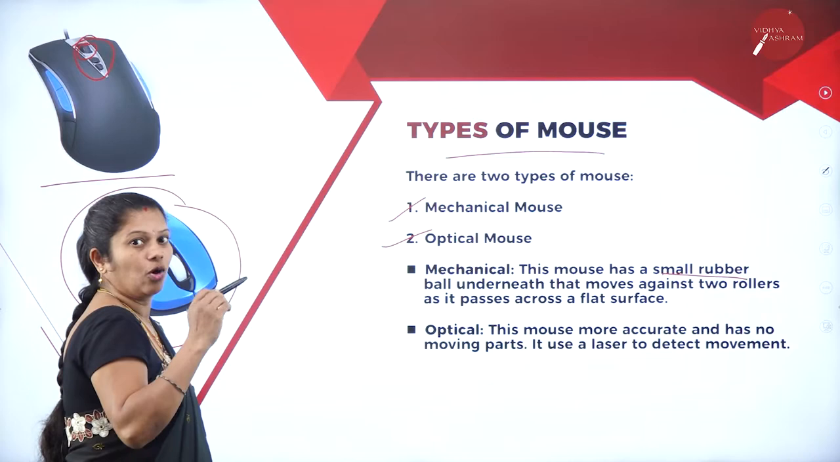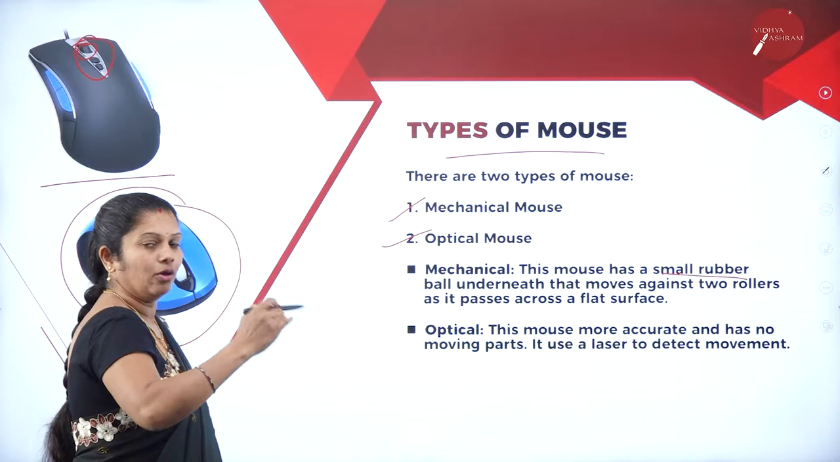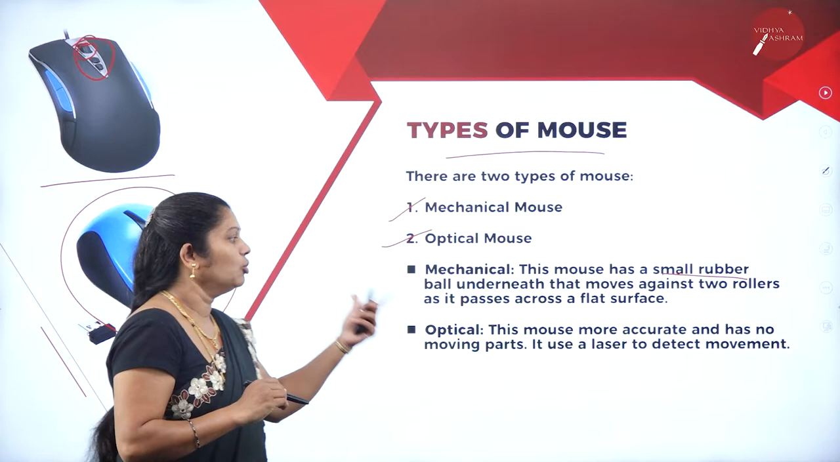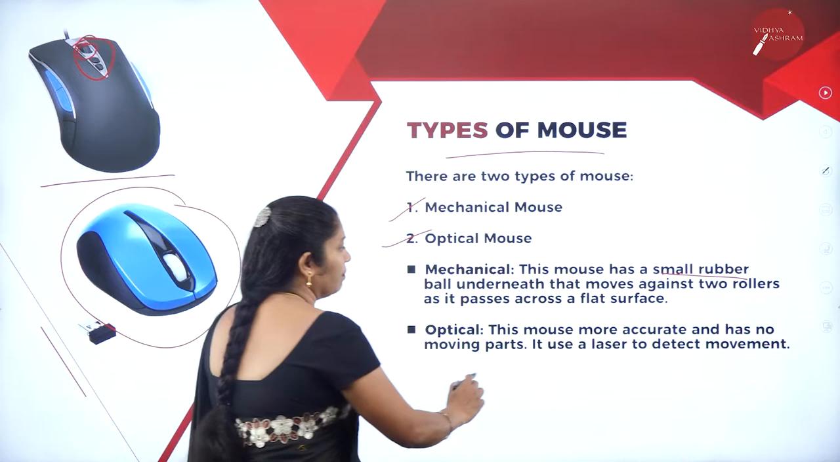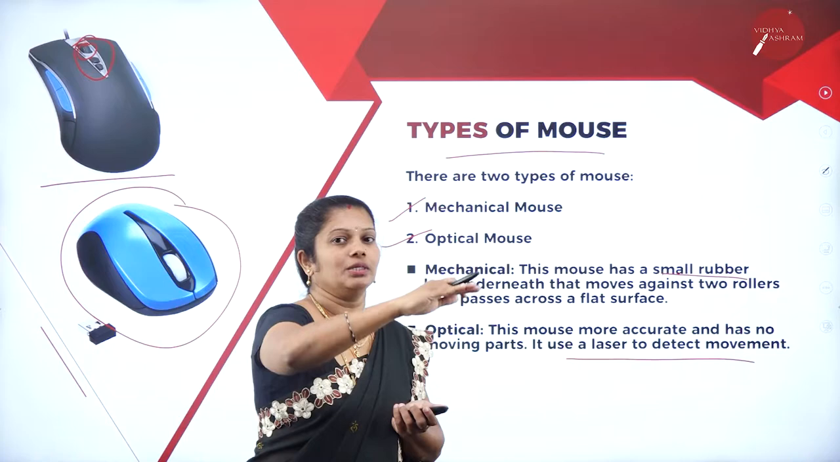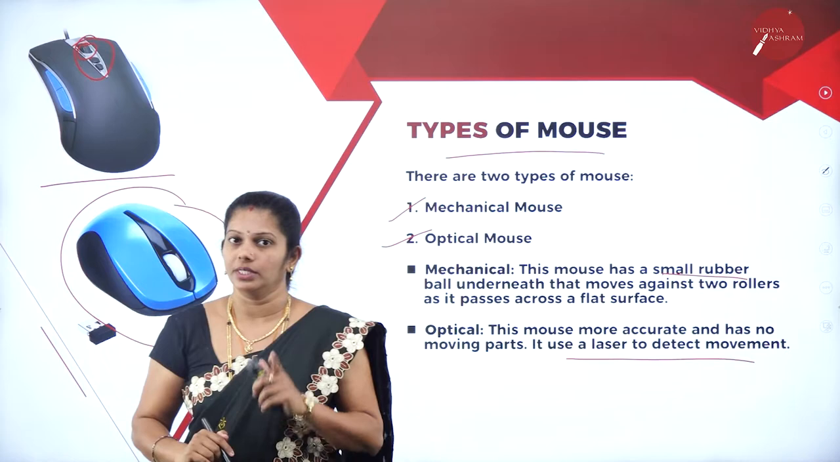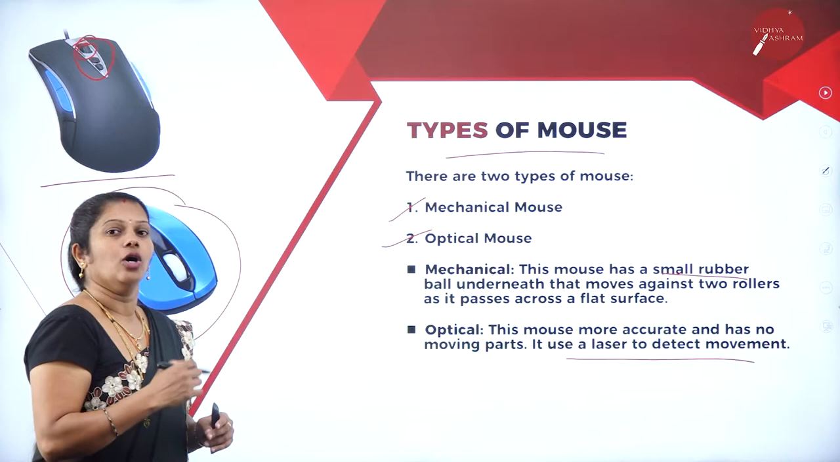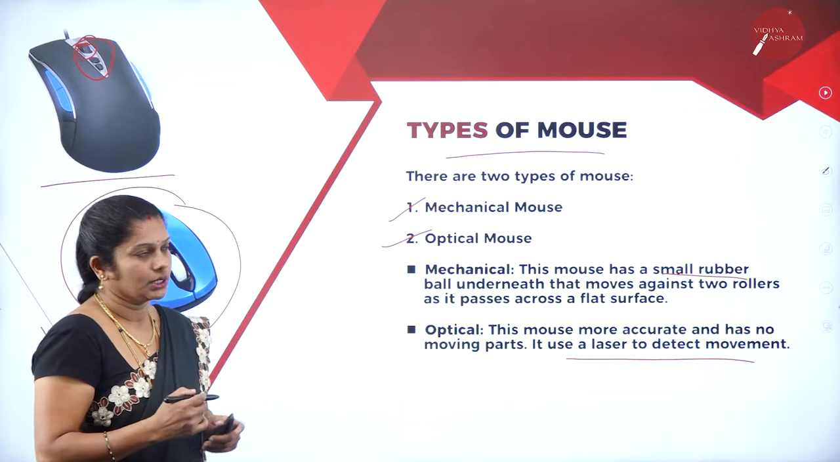Inside this mouse, we have a small rubber ball. In whichever direction we move, the ball will move in that direction. By that, we can control the cursor on the monitor. But when we come to the optical mouse, it is more accurate and has no moving part. It uses laser to detect the movement. Whereas in the mechanical mouse, we have a small rubber ball, which moves in the direction we move the mouse, and by that we control the cursor on your monitor. In the optical mouse, we do not have any ball at all. Only by using laser beams can we control the cursor on your monitor. These are the two types of mouse.